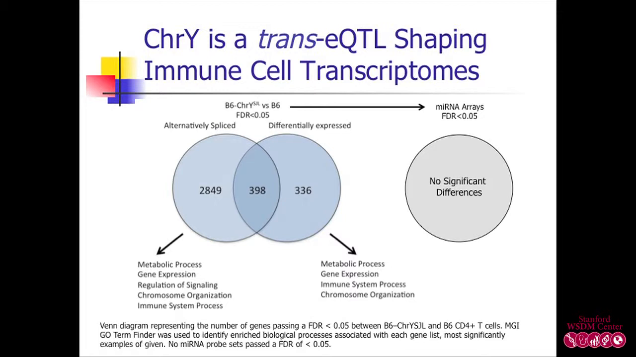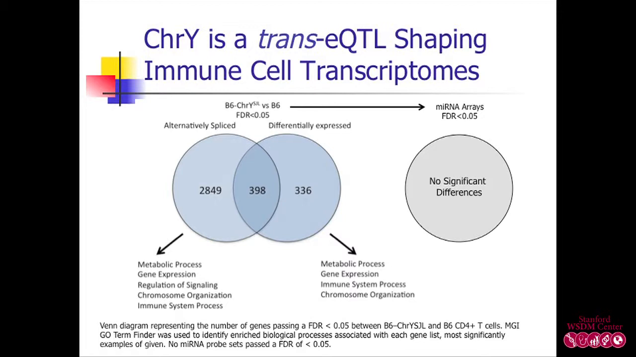And so we took the prototypical SGL chromosome and the B6 chromosome and used a false discovery rate of 0.05, and we found 336 genes that were differentially expressed between these two strains in CD4 T cells. And surprisingly, this is what almost blew us away. We were very surprised by this finding, that there are 2,859 genes that had different splice variants. So there was a huge effect, and of those, 398 exhibited differential expression of the alternate splice variant.